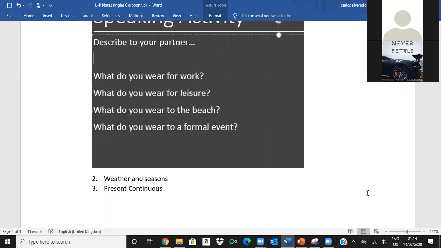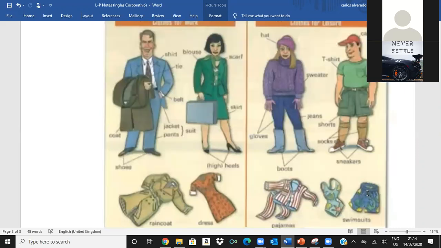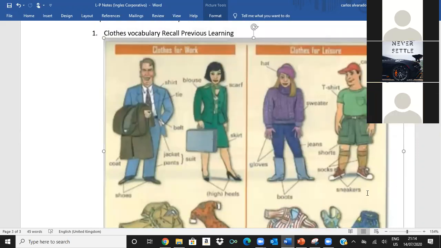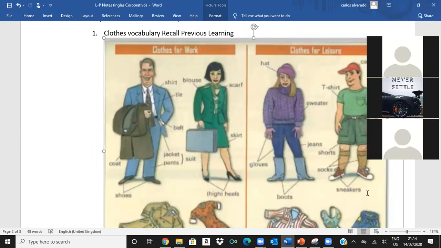Formal event. Formal. So maybe you can look at the vocabulary. Event. What do you wear? I wear an evening dress. Vestido. For you? Suit. Un traje. Okay. What else do you wear for a formal event? For example, una boda, or a meeting, a job interview.